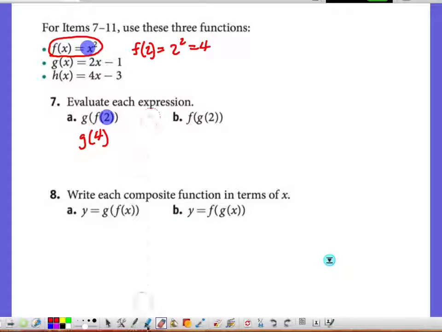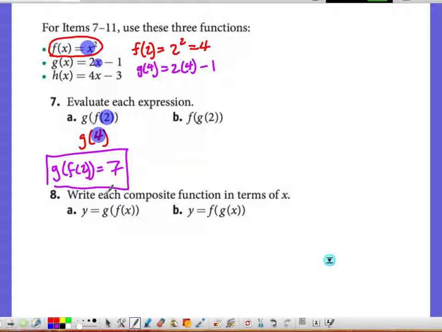g of 4. So now my input here is going to be 4, and that means that since I'm using the function g of x, I'm going to plug that in for my variable in the function g of x. And so g of 4 is going to equal 2 times 4 minus 1, and that is equal to 8 minus 1 equals 7. And so g of f of 2 is equal to 7.